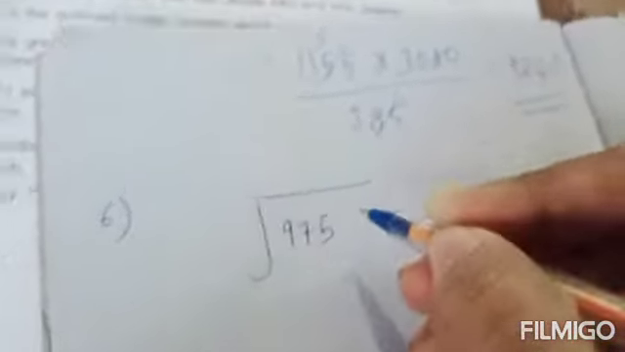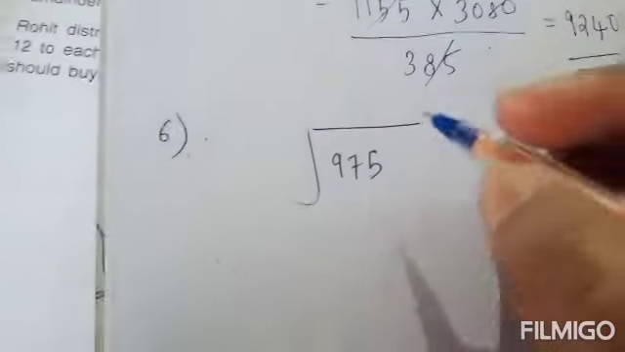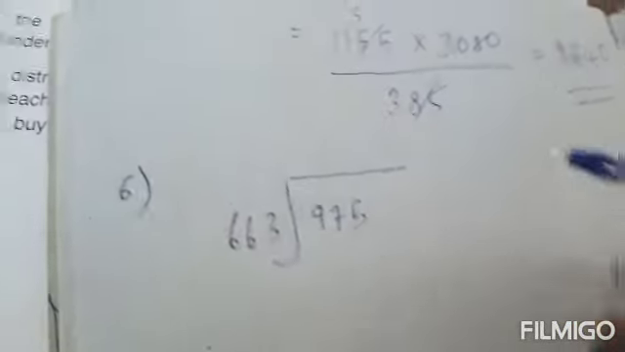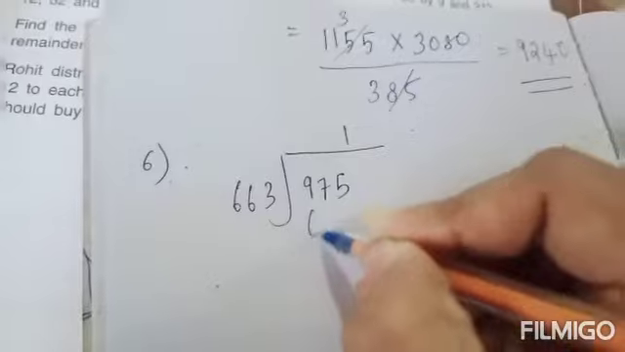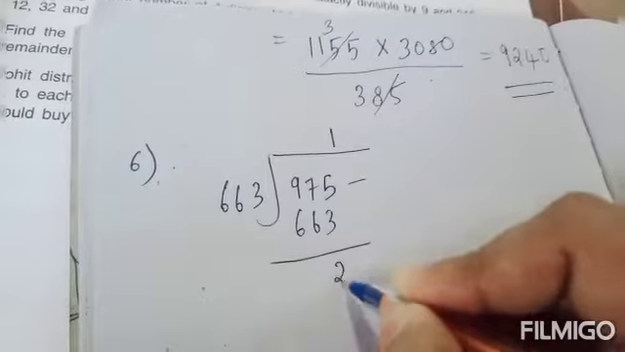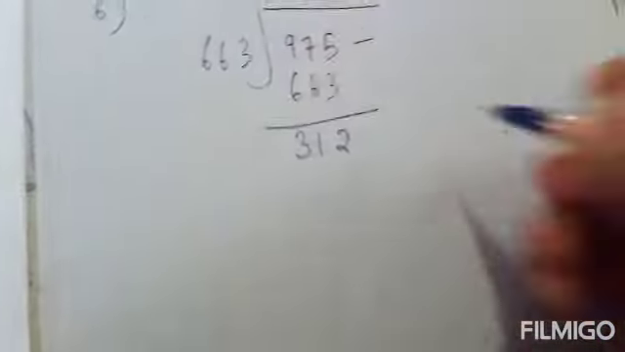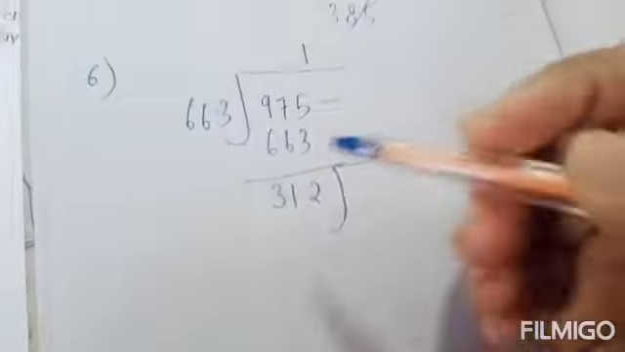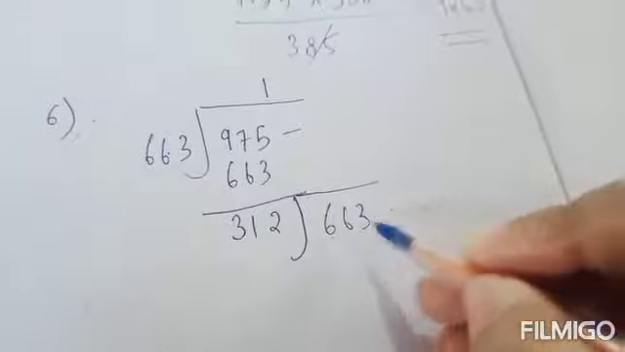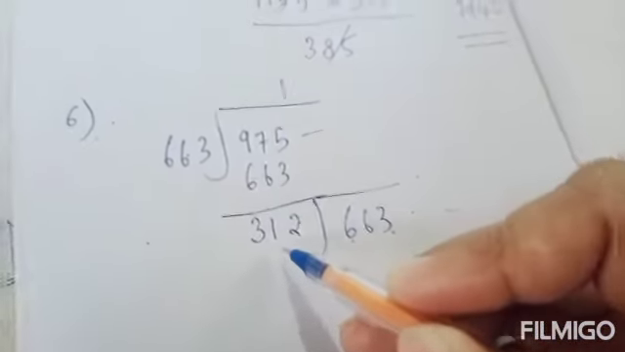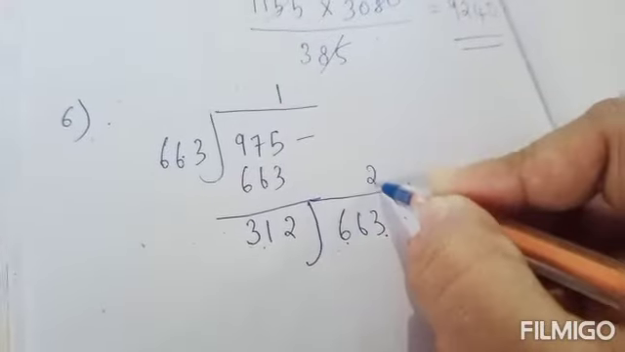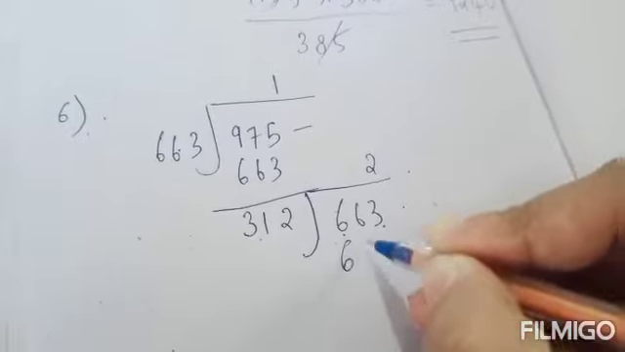975, the greater number, you can divide by 663. Now 663 into 1, you will get 663. Now on subtracting, you will get 312. Now this divisor 663 will become the dividend, and you can divide it by the remainder 312. So 312 into 2, it is 624.